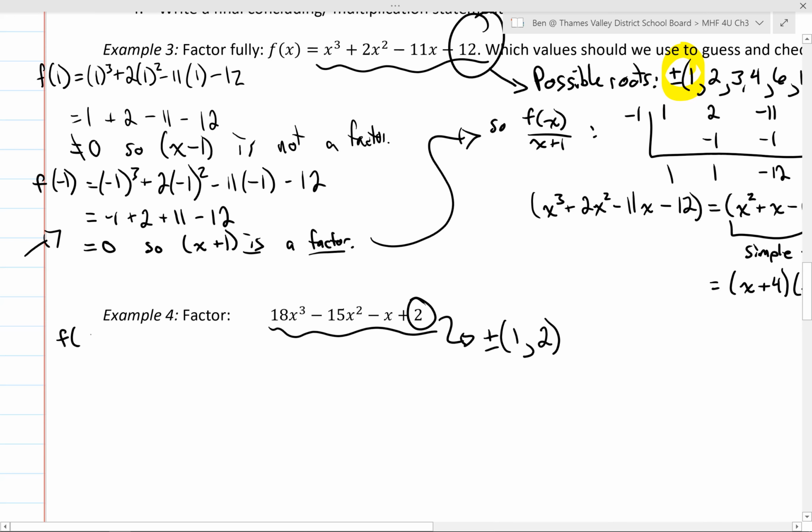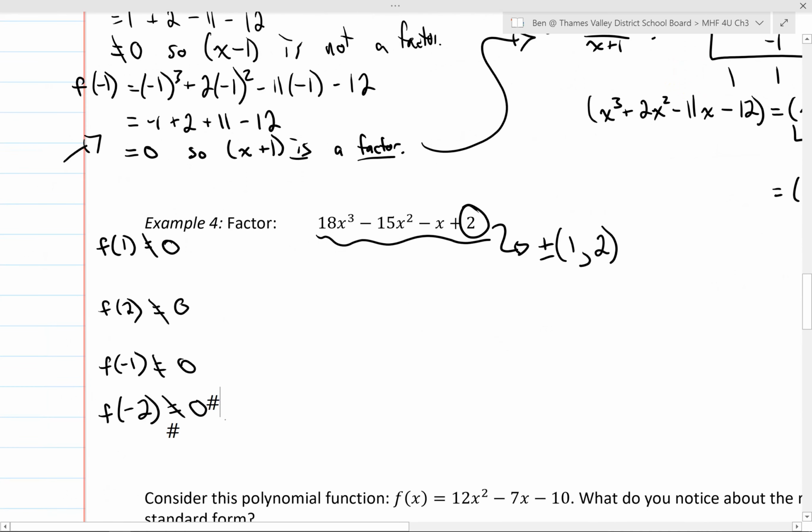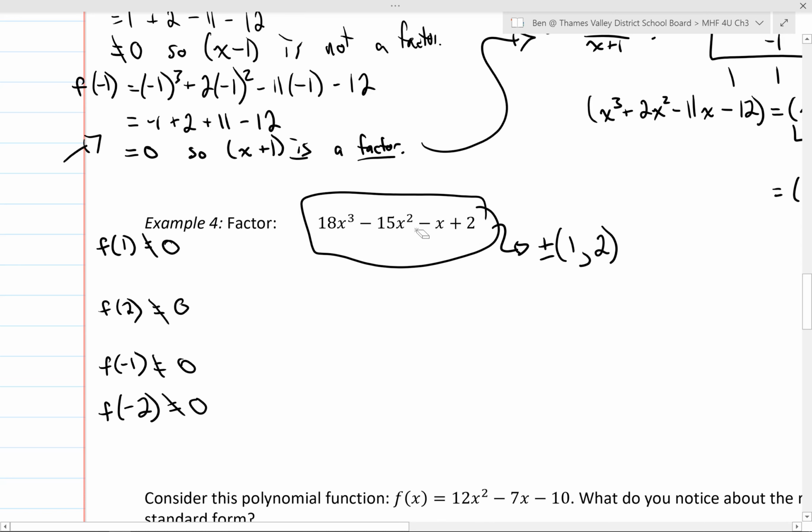I encourage you, try them all out. See if you can find one factor here. Evaluate f at 1, evaluate f at 2, evaluate f at negative 1, evaluate f at negative 2, until you find one possible factor. Pause the video, try that out on your own, and you should find that none of these are factors. Okay, well, does that mean that this is an unfactorable polynomial? We'll see. We'll come back to it. Maybe there's a little more to it than we have considered so far.